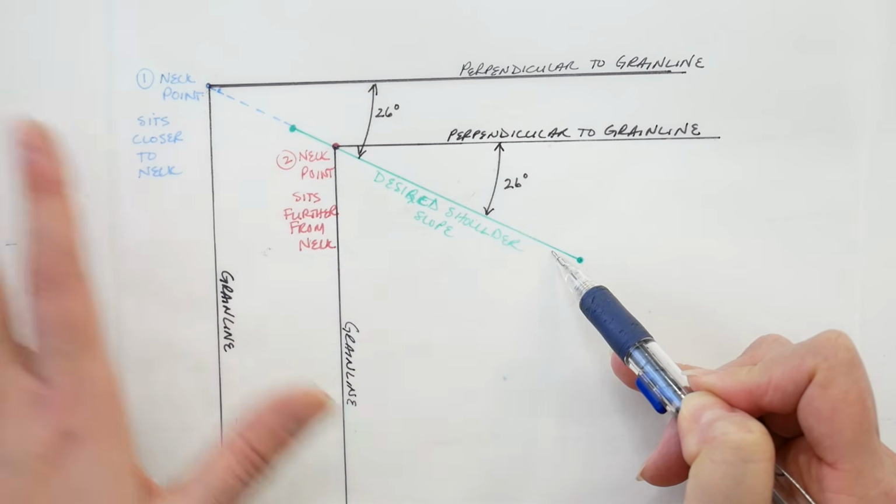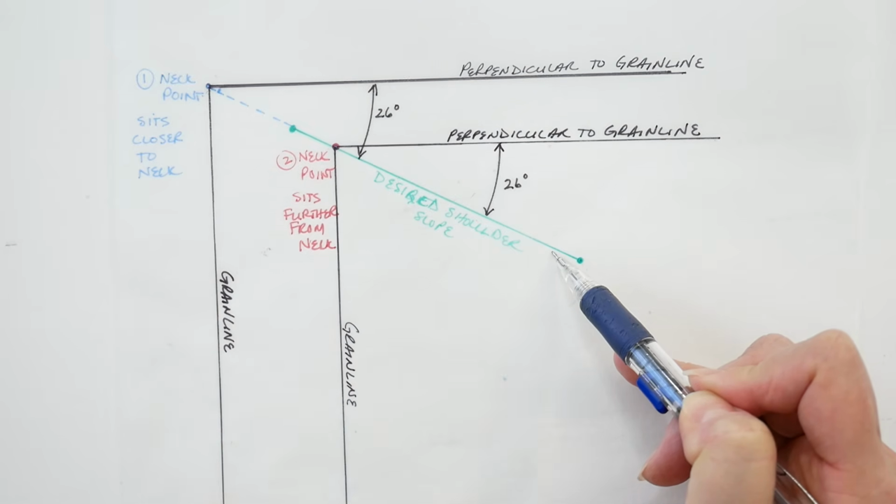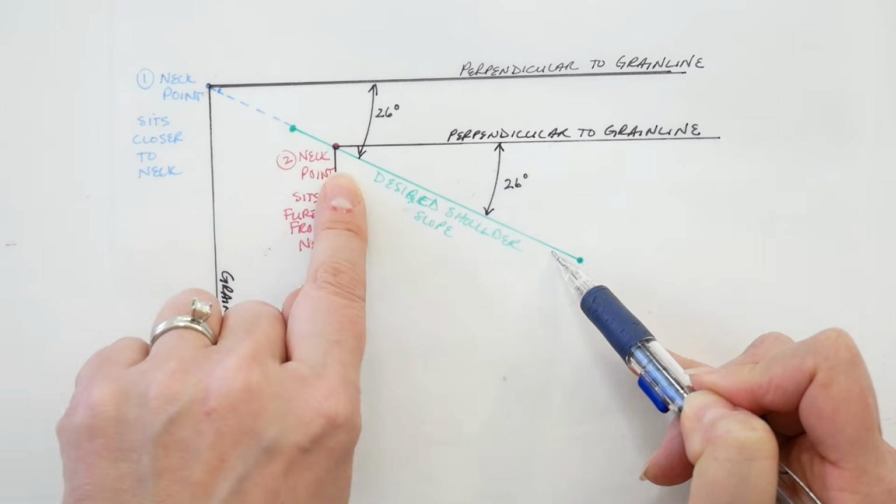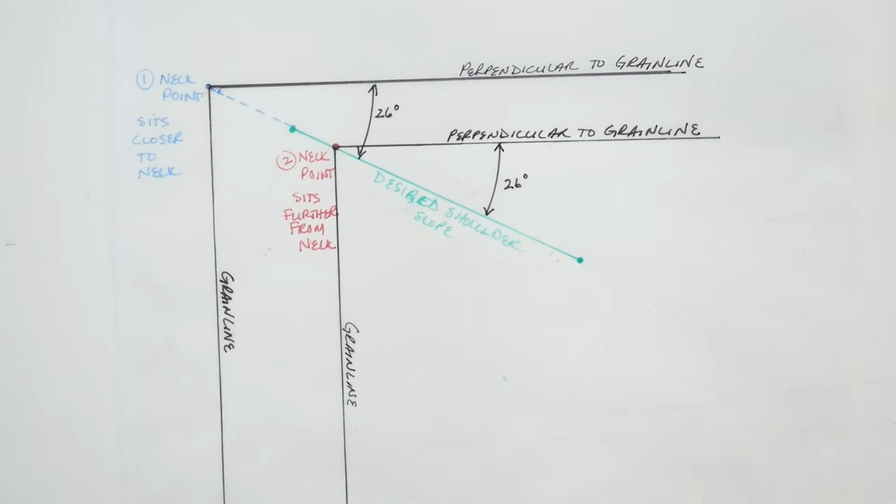So in other words, this green line is our desired shoulder slope, and we can transfer it to any pattern by using the degree of slope for each of the patterns that we're using.